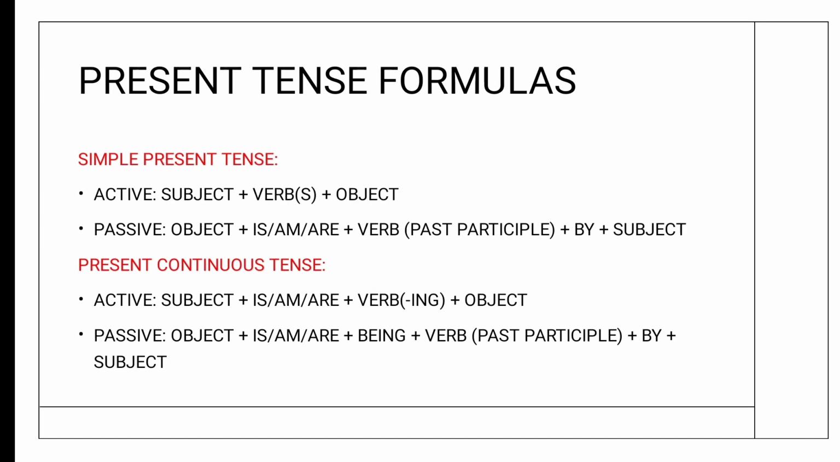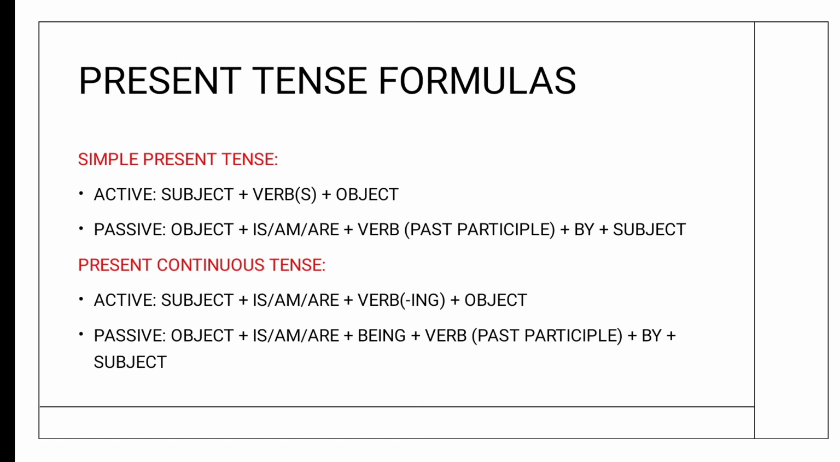So what is the simple present tense formula? Subject plus verb plus object. According to the subject, we add s or es to the verb in some cases. So this is the normal formula of present tense: subject plus verb plus object. Now we have to convert it into passive voice. So the object will come into the subject place.